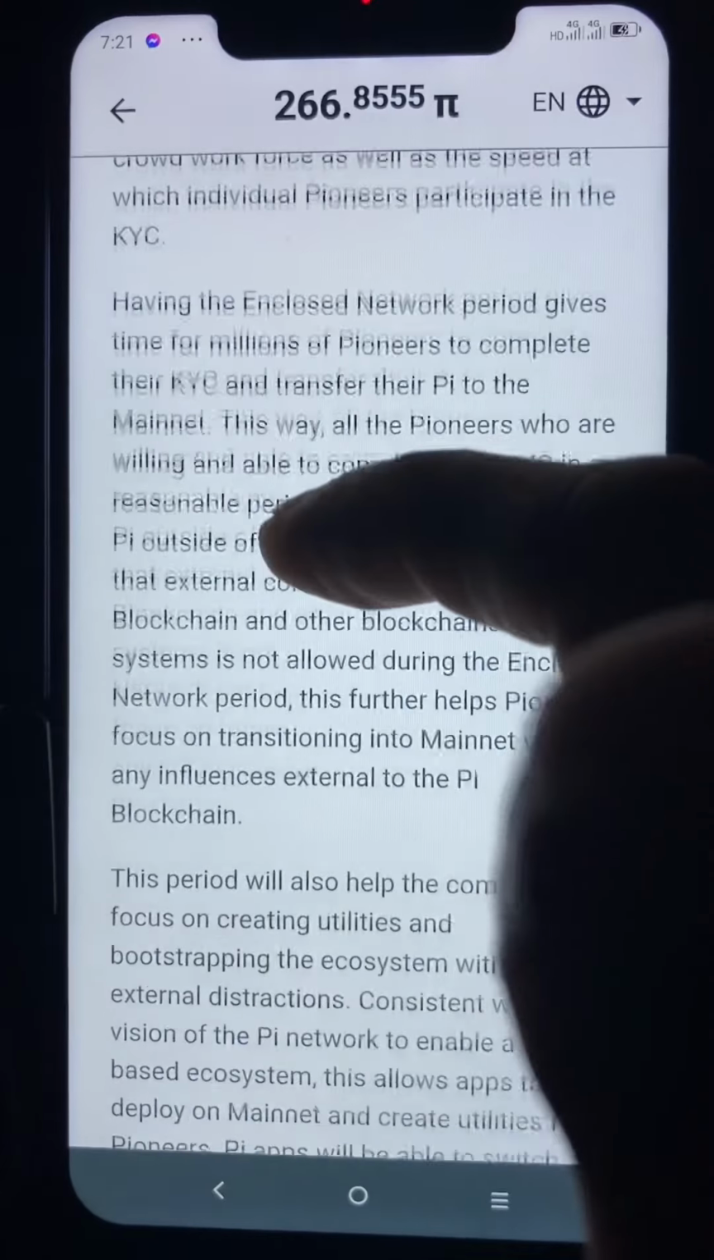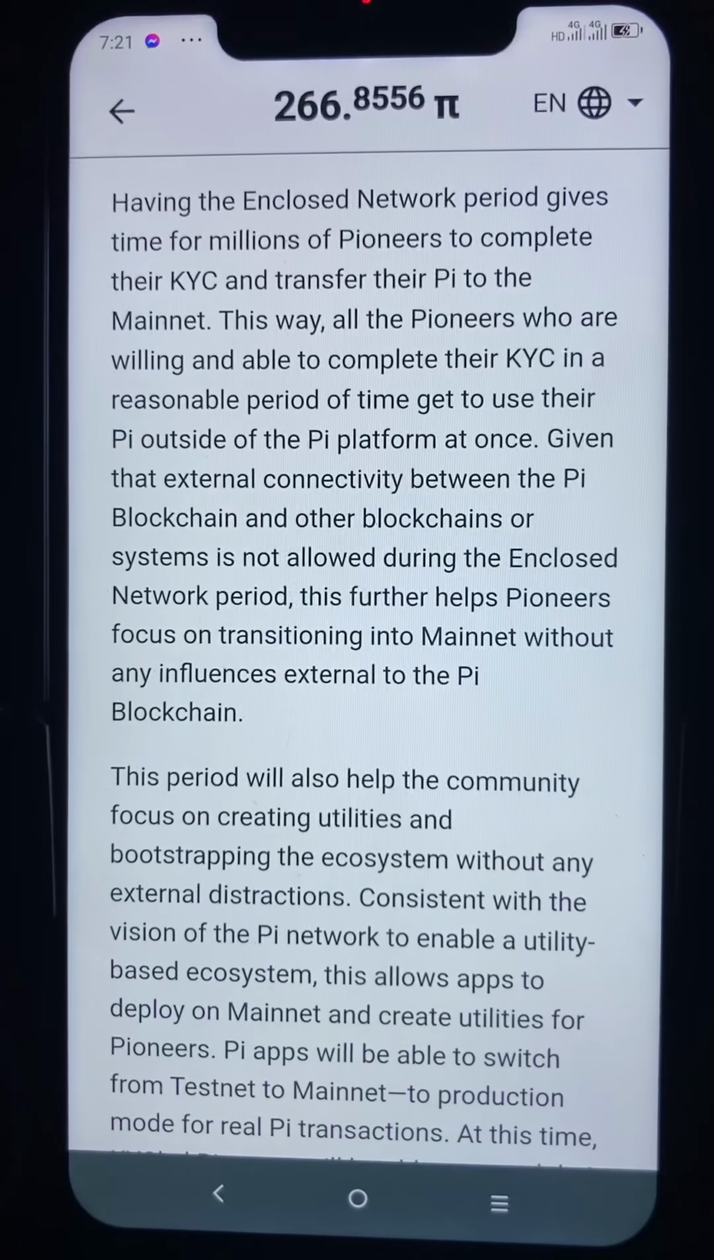Ito pa. Having the enclosed network period gives time for millions of pioneers to complete their KYC and transfer their Pi to the mainnet. This way, all the pioneers who are willing and able to complete their KYC in a reasonable period of time get to use their Pi outside of the Pi platform at once. O yun, sinabi ko kanina, di ba? Given that external connectivity between Pi blockchain and other blockchains or systems is not allowed during the enclosed period, this further helps pioneers focus on transitioning to mainnet without any influences external to the Pi blockchain.